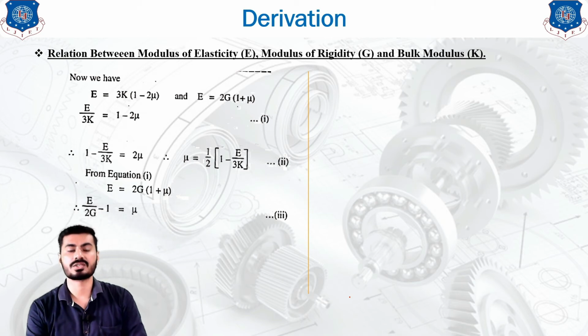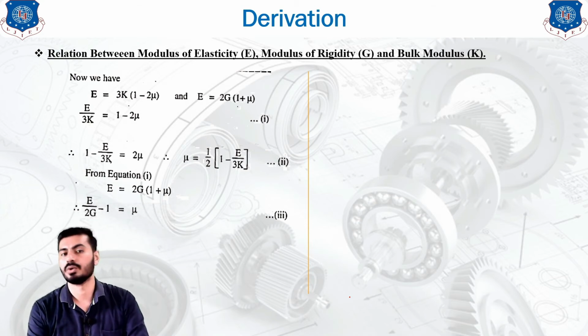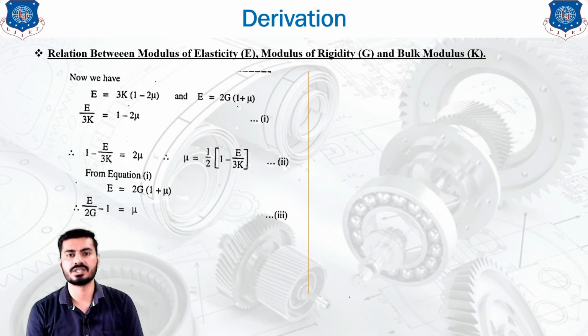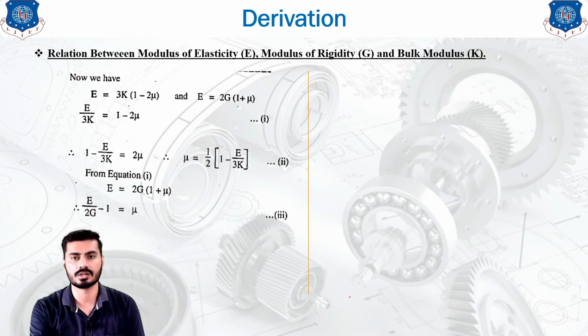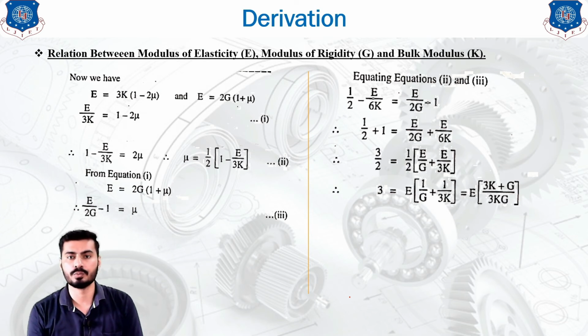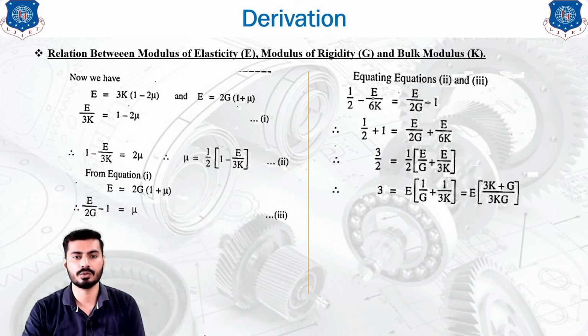Okay, from equation number 1, that is E equals 2 into G into (1 plus mu), again make mu the subject over here also. So E upon 2G minus 1 equals mu. So now again we have represented mu as the subject from this equation also. Now we are going to equate those 2 mu from the 2 different relationships, and then your answer would look like this.